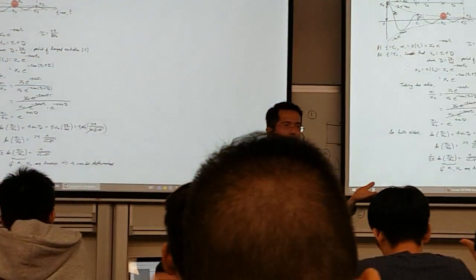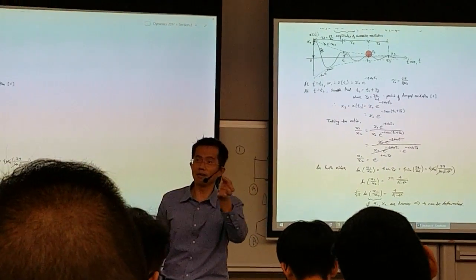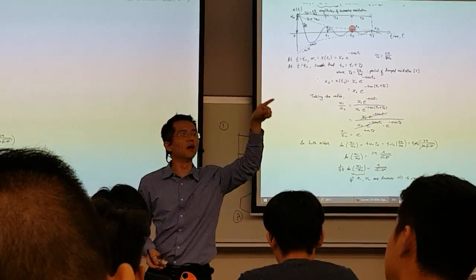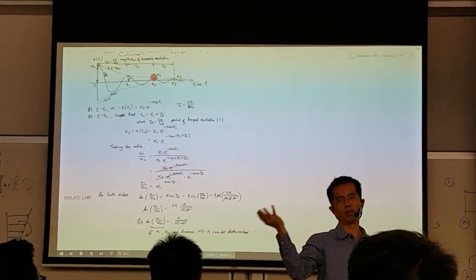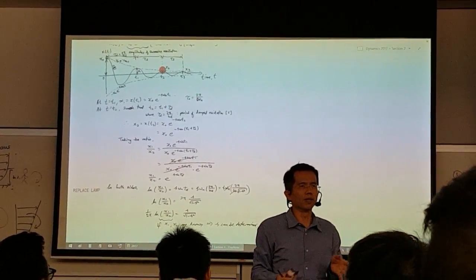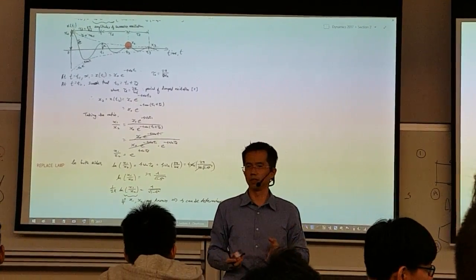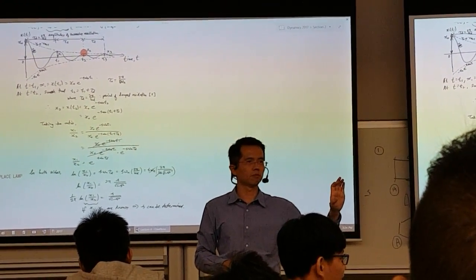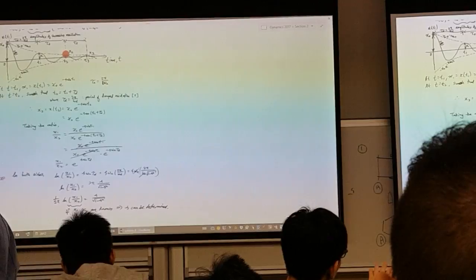What's the big deal about zeta? Zeta is actually a big deal. If I know the value of zeta, if it's less than 1, it's an underdamped system. If it's more than 1, it's an overdamped system. If it's equal to 1, it's a critically damped system. So just by knowing zeta, we'll know what kind of system we're dealing with. After I know that, I will know its general form. So that's why zeta is very important to us.